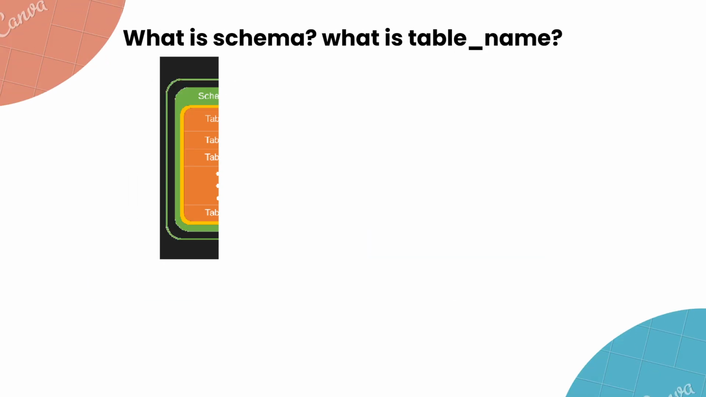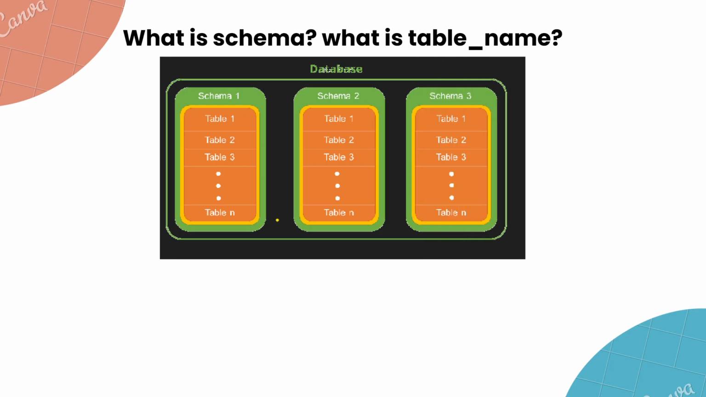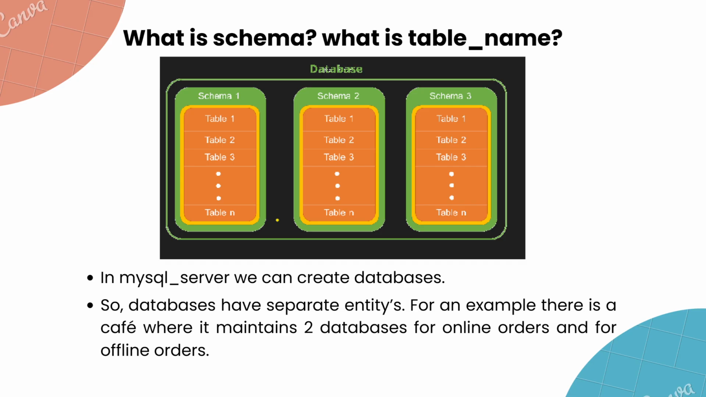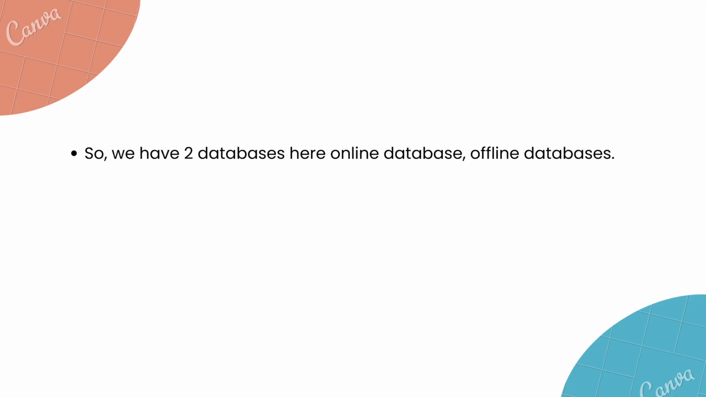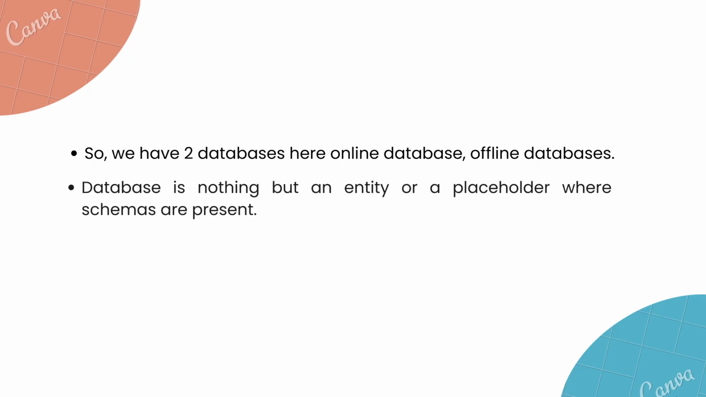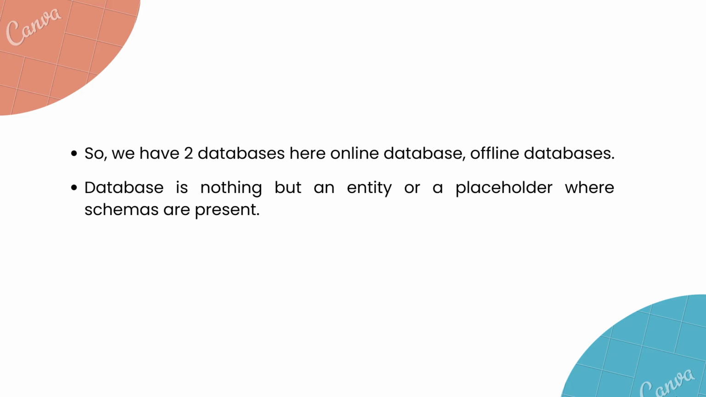What is a schema? What is a table name? In MySQL Server, we can create databases. Databases are separate entities. For an example, there is a cafe that maintains two databases, one for online orders and one for offline orders. So now we have two databases here, the online database and the offline database. A database is nothing but an entity or a placeholder where schemas are present.